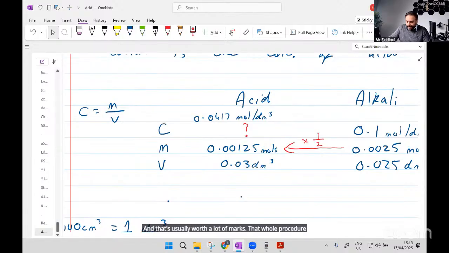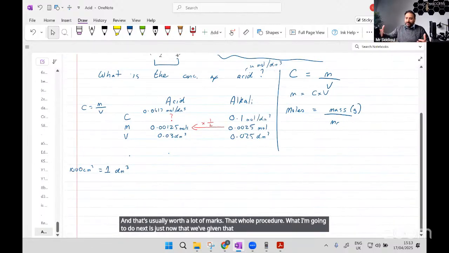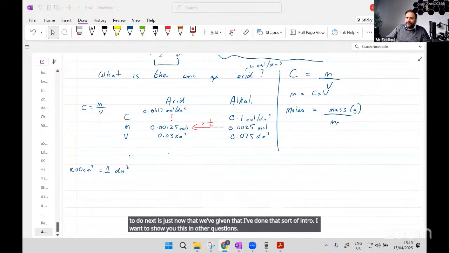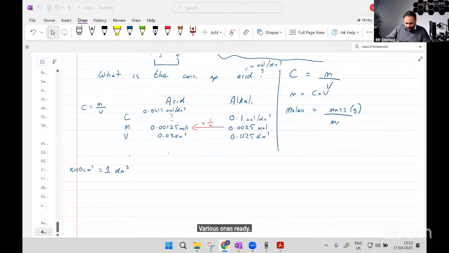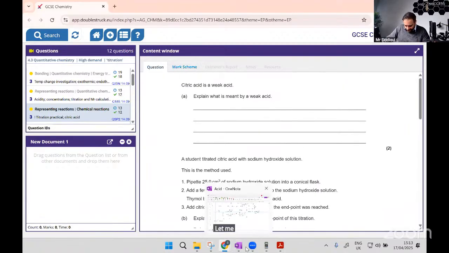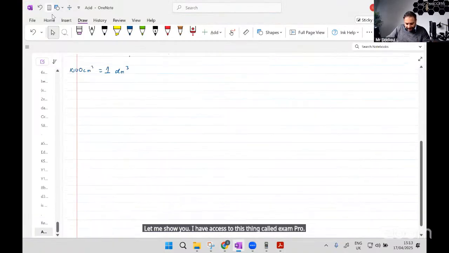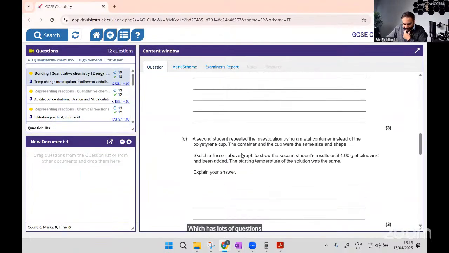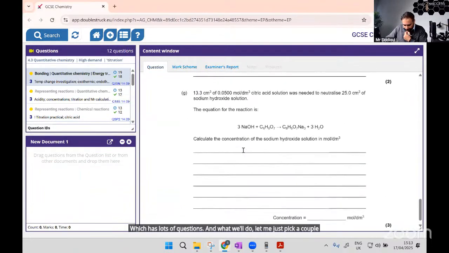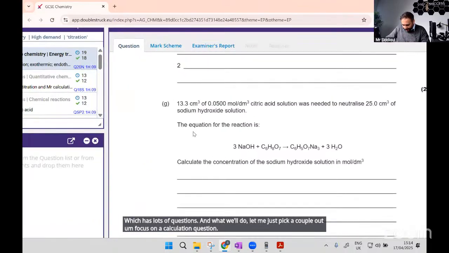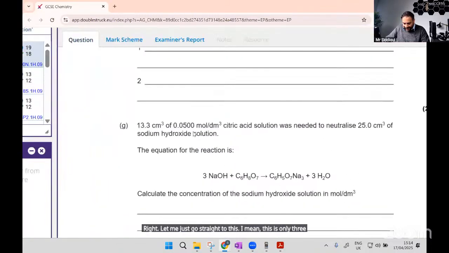What I'm going to do next is, now that I've done that sort of intro, I want to show you this in other questions. And I have various ones ready, but let me show you. I have access to this thing called ExamPro, which has lots of questions. And what we'll do, let me just pick a couple out. Focus on a calculation question. Right. Let me just go straight to this. I mean, this is only 3 marks, but it is the kind of thing that people tend to struggle with.